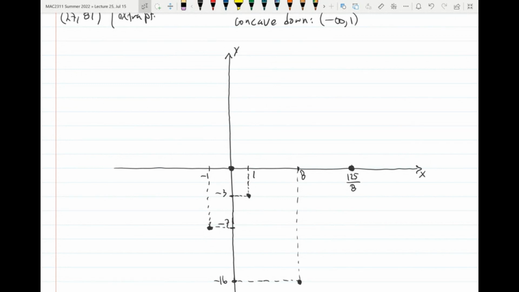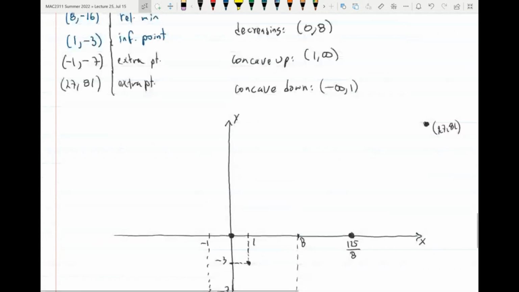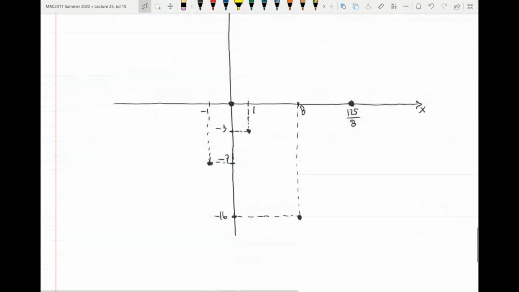If we don't have any other nice point, okay, so I guess when I graph, I'm just gonna say up there, I'm gonna have 27. Let's say up here somewhere. I mean, it should be more to the right, okay? But that's my 27,81. So I will go through that point as well. All right, so that's enough.